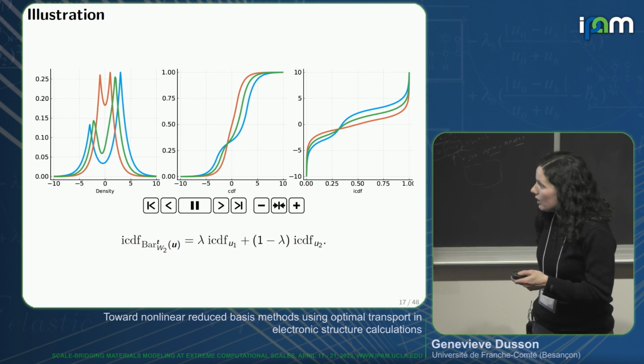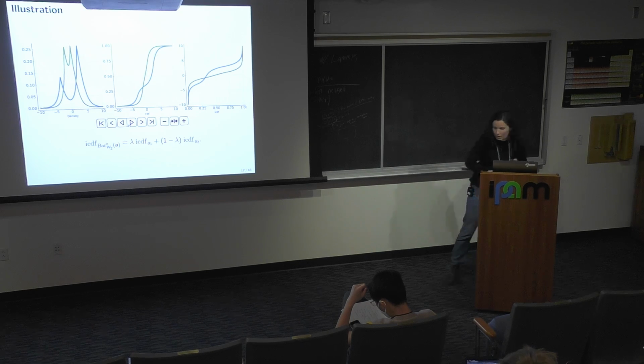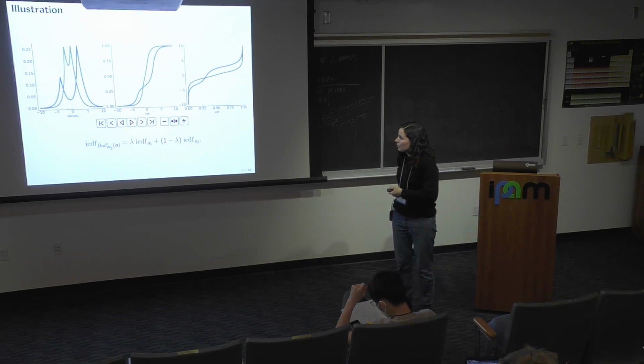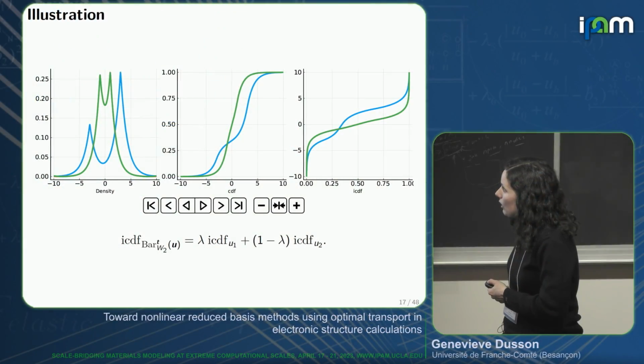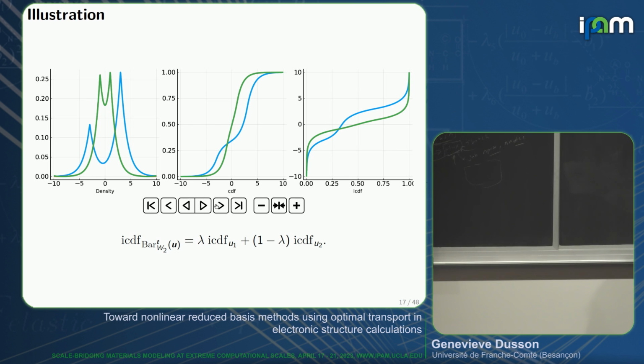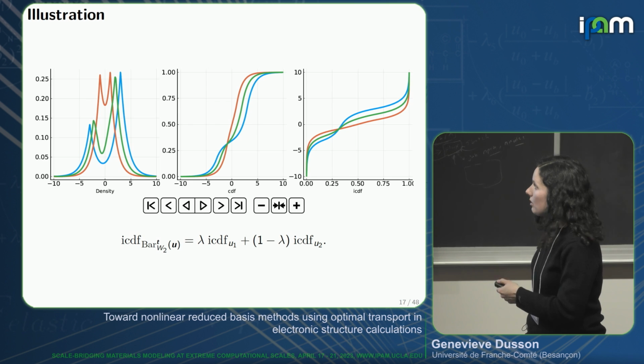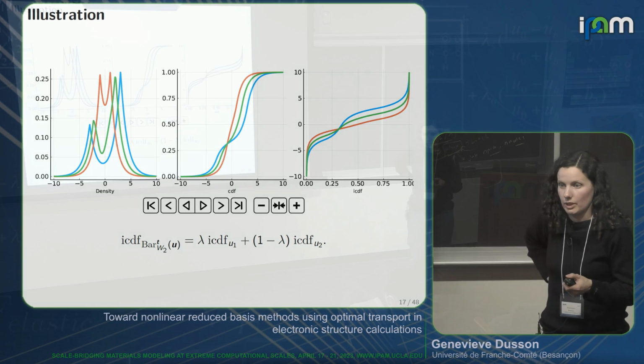Just to give an illustration, here we have two probability measures, and then we can compute the cumulative distribution functions here, the inverse cumulative distribution functions here, and then when we do a convex combination of these two functions and map them back to the cumulative distribution function, this gives us this barycenter here, which is the Wasserstein barycenter.